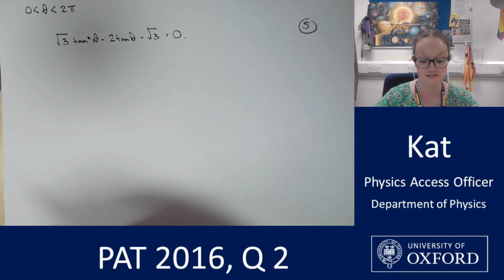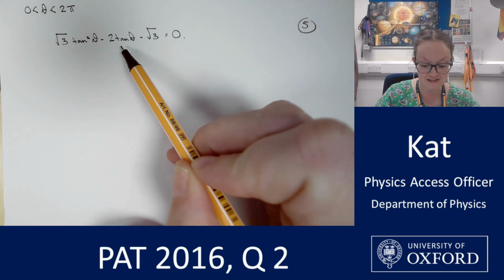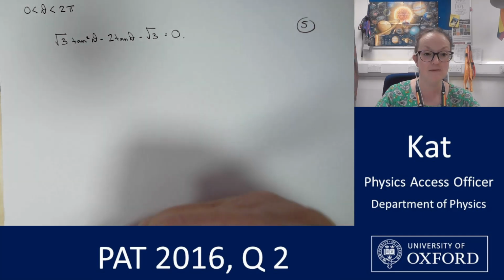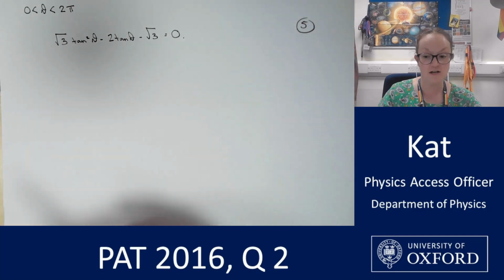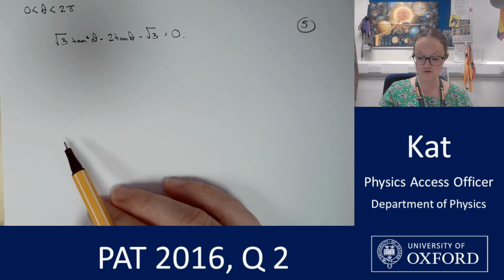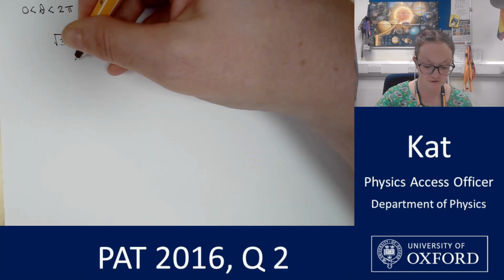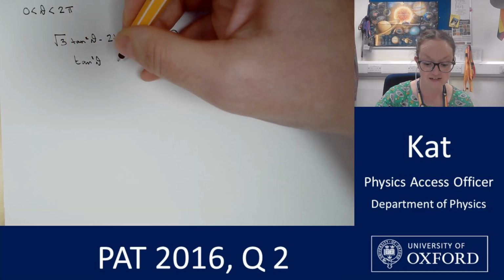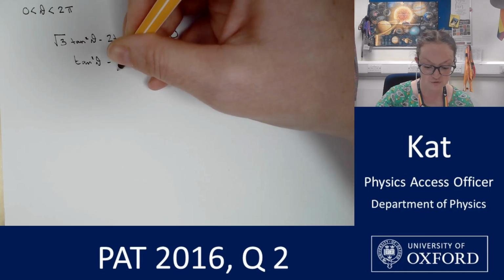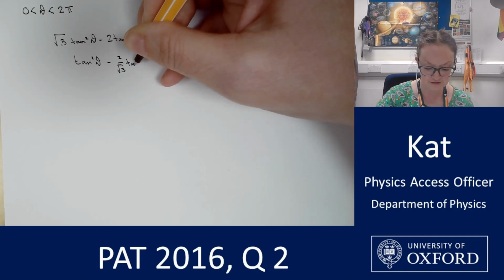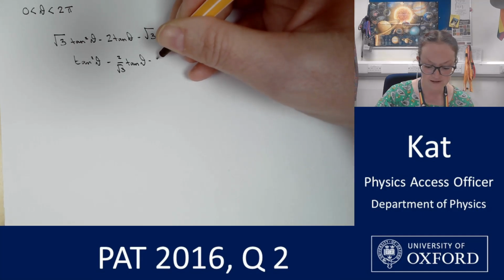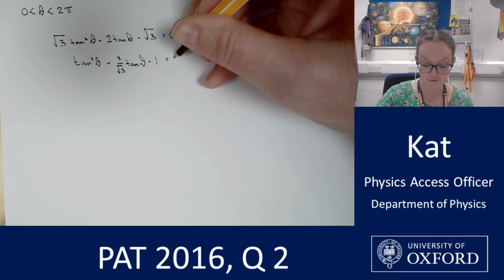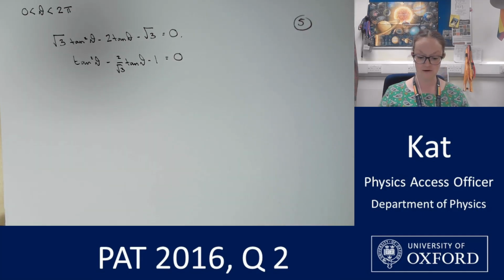And the first of those steps is recognising that this is a quadratic equation. So what I'd like to do to make my life a little bit easier is start out by dividing everything by root 3. And that straight away is going to give me a slightly different looking equation, which is tan squared theta minus 2 over root 3 tan theta minus root 3 over root 3, which is just minus 1, which is equal to 0.